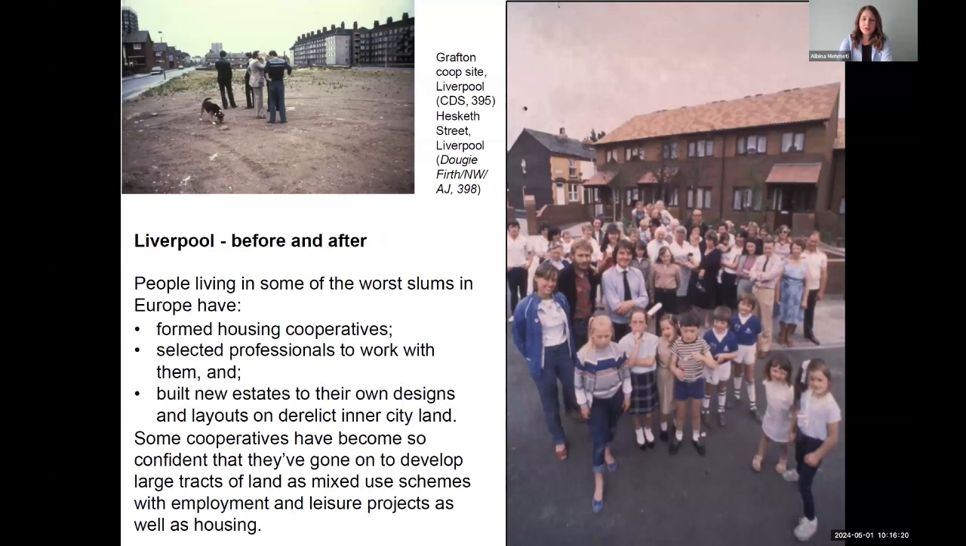The picture shown here is in Liverpool before and after. So people who lived there came together, and also with selected professionals worked to build new estates to their own designs and layouts on derelict inner city land.